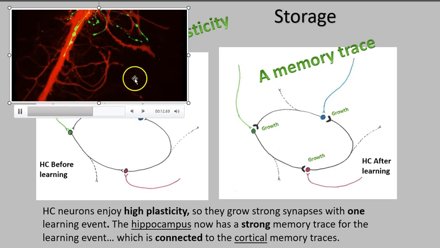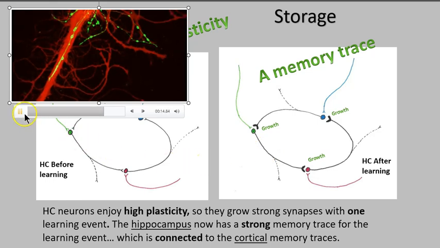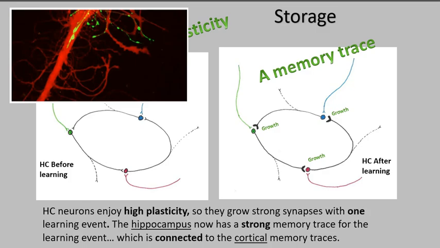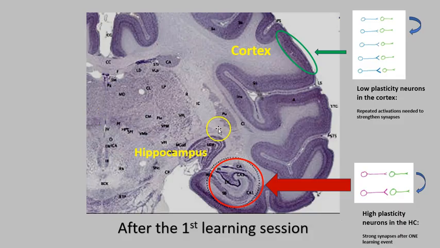So that's the kind of thing that's happening in the hippocampus as well as the cortex in response to things we're trying to learn in school or in life. Now let's return to our cross section here. So down in the hippocampus, after the first learning session, we're going to have high plasticity neurons making strong synapses.